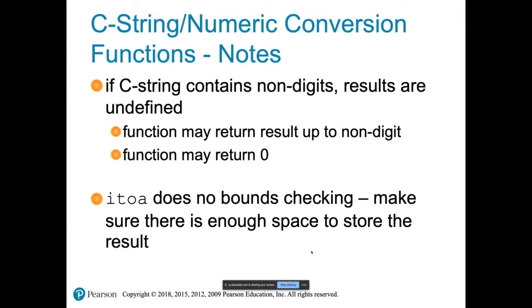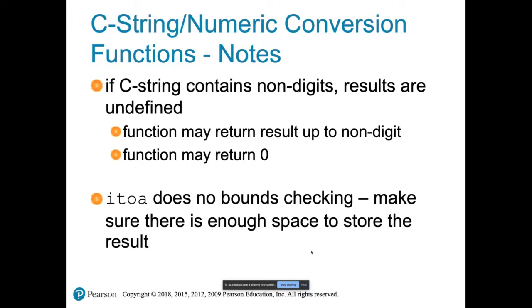So functions may return results up to a non-digit. If it comes in as, let's say, Bob123, this function may return results up to the non-digits. It will be Bob, but if it's 123Bob, it might return 123 but not do the others. So always read the documentation. If you're uncertain of how it says it will handle it, read it. The function may also return 0. This is why I think it's poor. Whoever came up with the C++ version or CSTDLIB should have said, no, we need to do one or the other and have a standard.